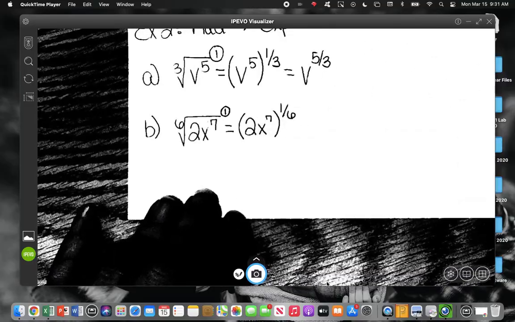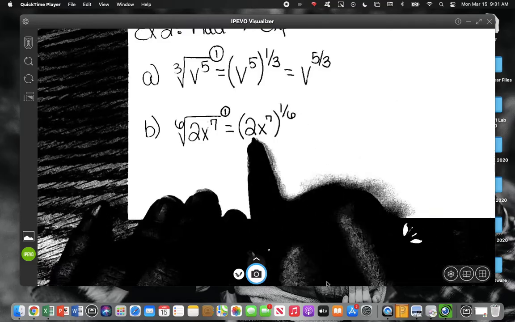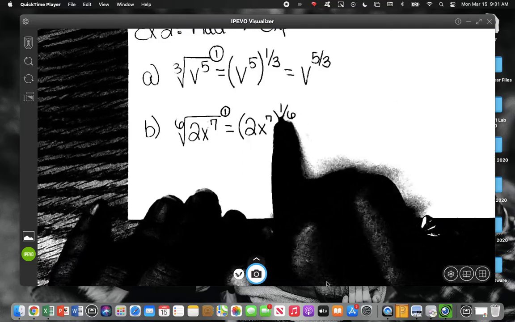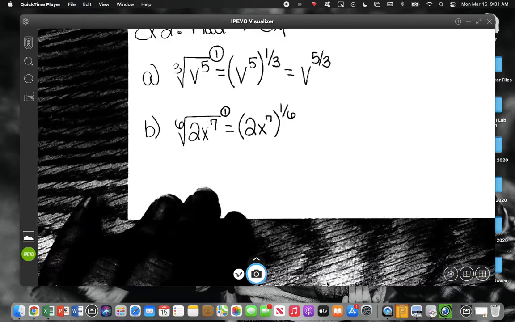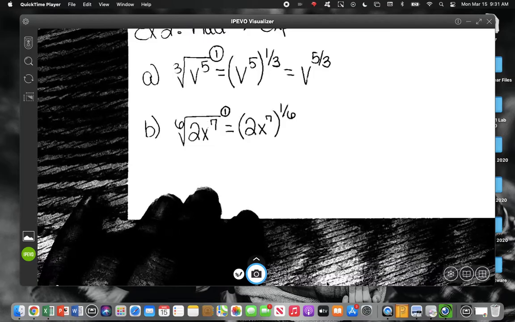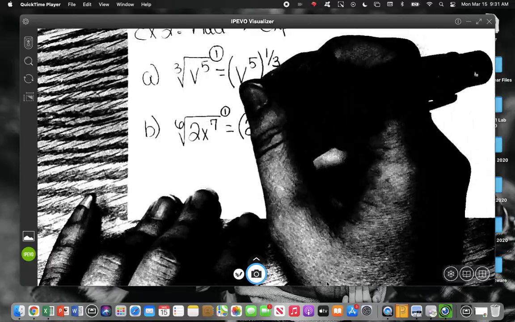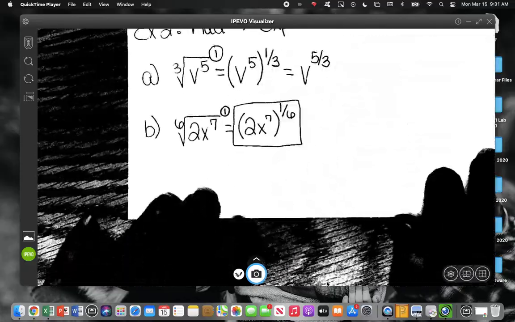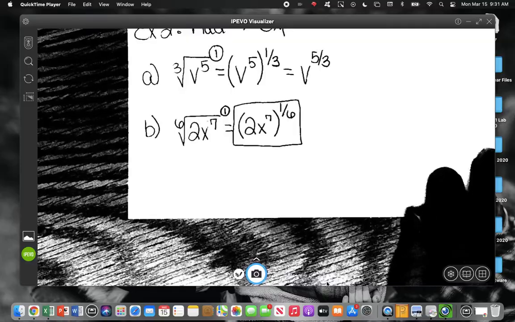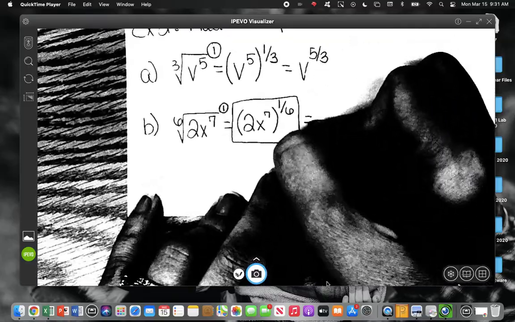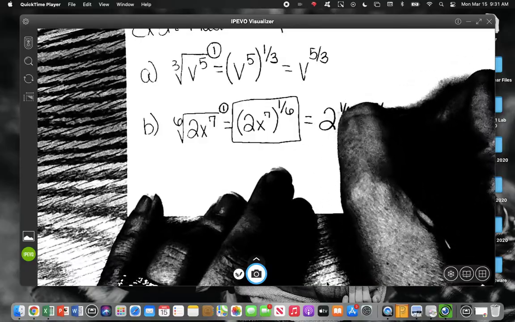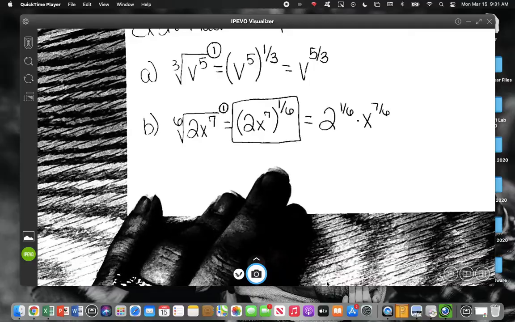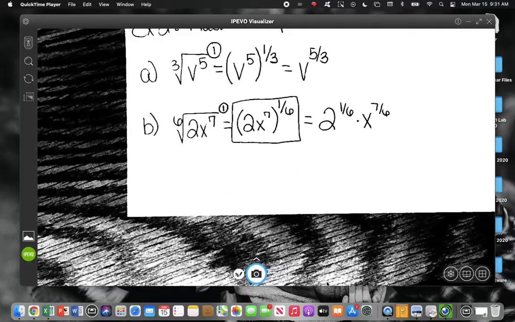Now on this one, we have multiple things. We are supposed to take 2 to the 1/6 power and x to the 7/6 power. On this one, I'm actually okay with you leaving it like this, just because there are multiple things that need to be taken to that exponent, and we don't have to go there. Now, I will tell you, this is 2 to the 1/6, and then x would be 7/6, if you wanted to expand it out, but that's not what we're doing here.